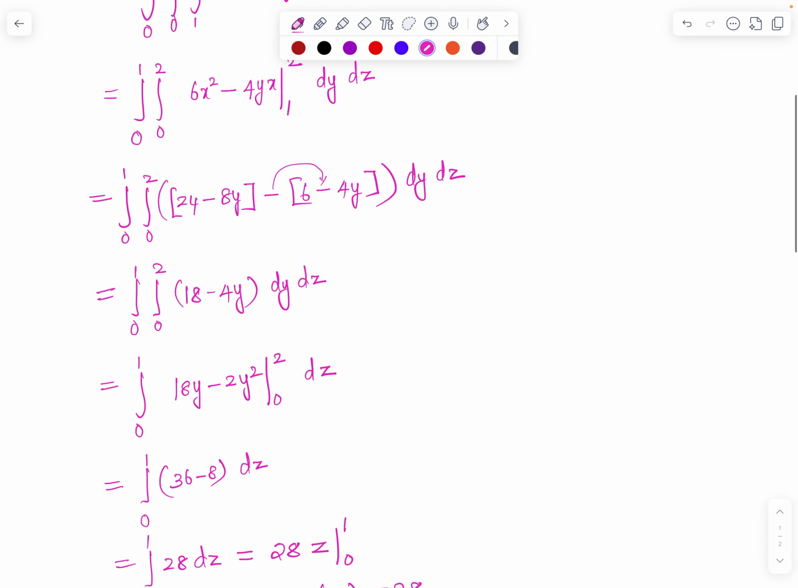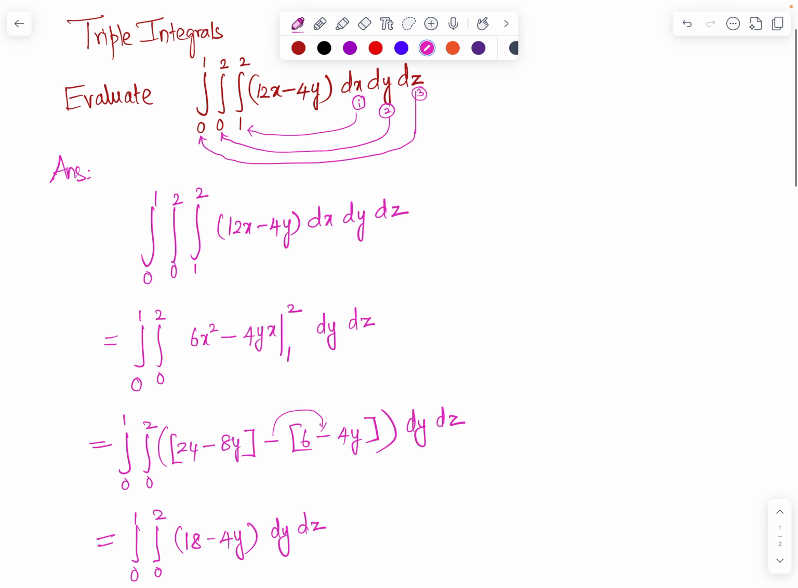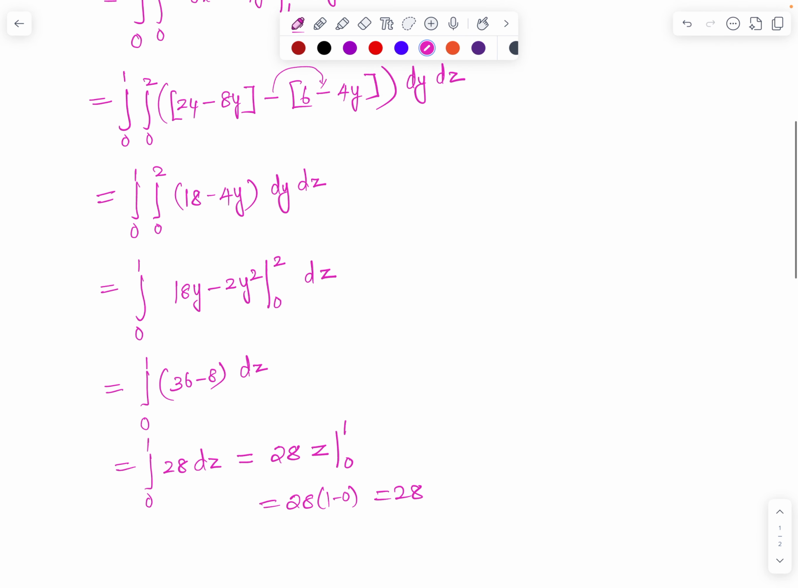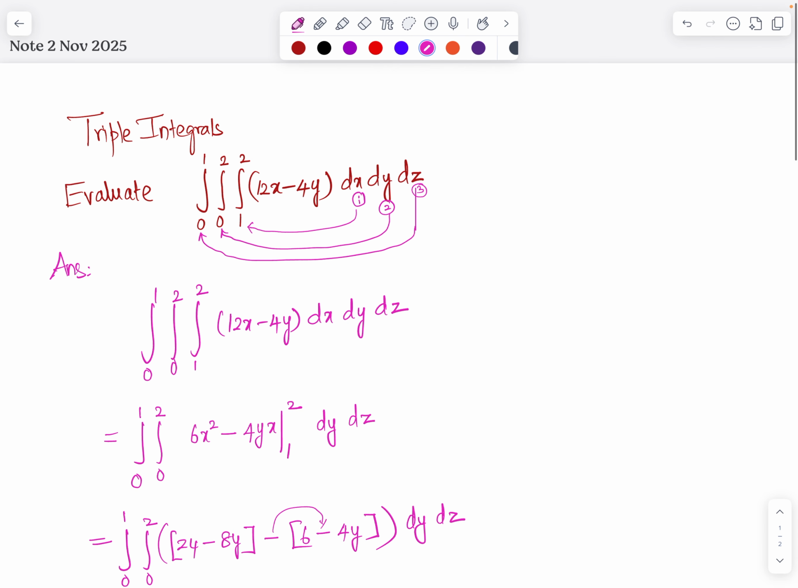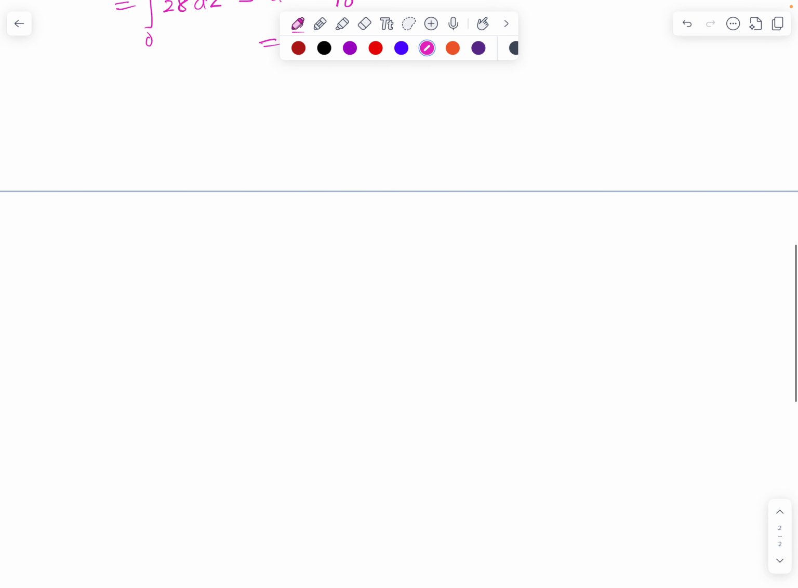So this is the way to answer the triple integral which involves constant limits. Okay. Let us go to the second question. So let us take this as the first question. Let us go to the second question where we discuss variable limits.